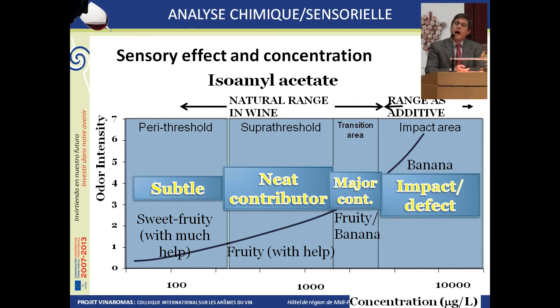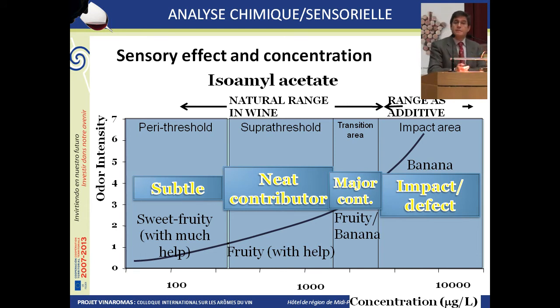And finally, at high concentrations, this molecule will impact in all the cases our brain and will detect clearly its banana characteristic. But if we look at the range in which this molecule can be found in wine, you will see that really in wine, you can find this molecule at all these concentration levels.